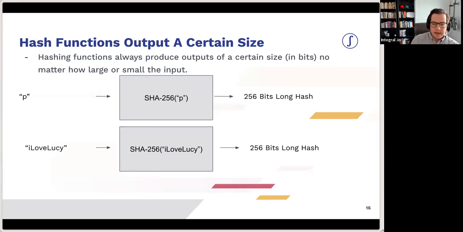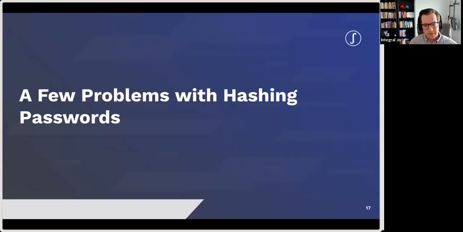But importantly, hashing algorithms take something that is arbitrarily large. So you can put in a gazillion characters into a hashing algorithm and it will hash it. But it will still output something that's only 256 bits long. Now, there's an important problem here, which we're going to talk about.